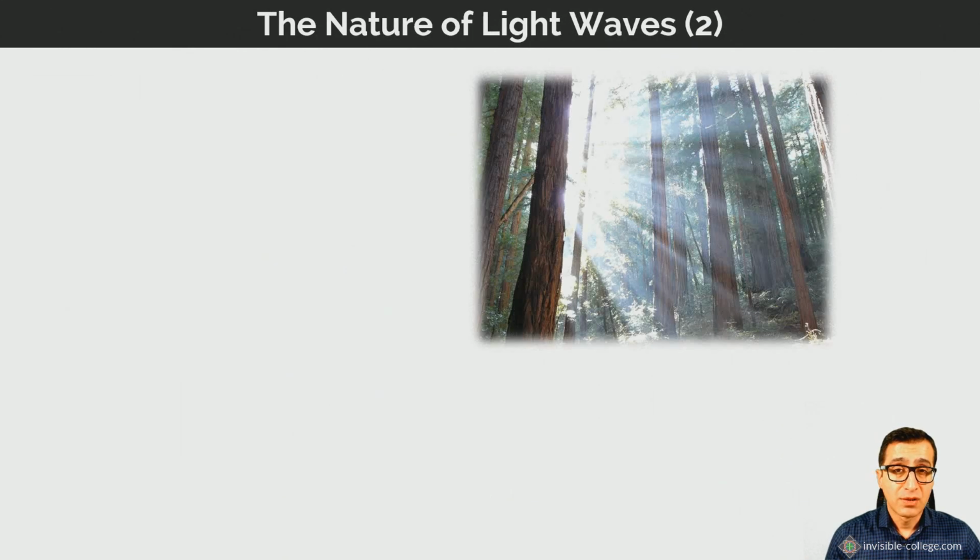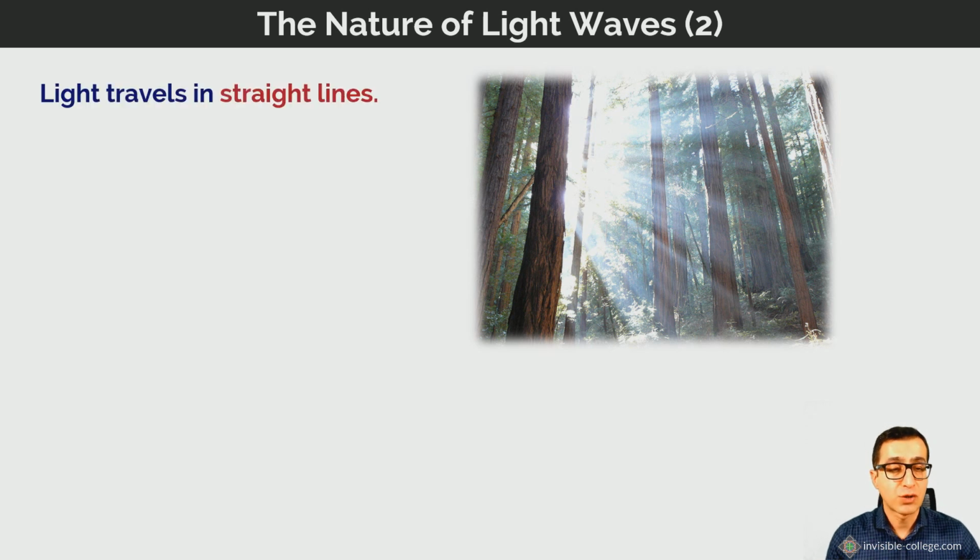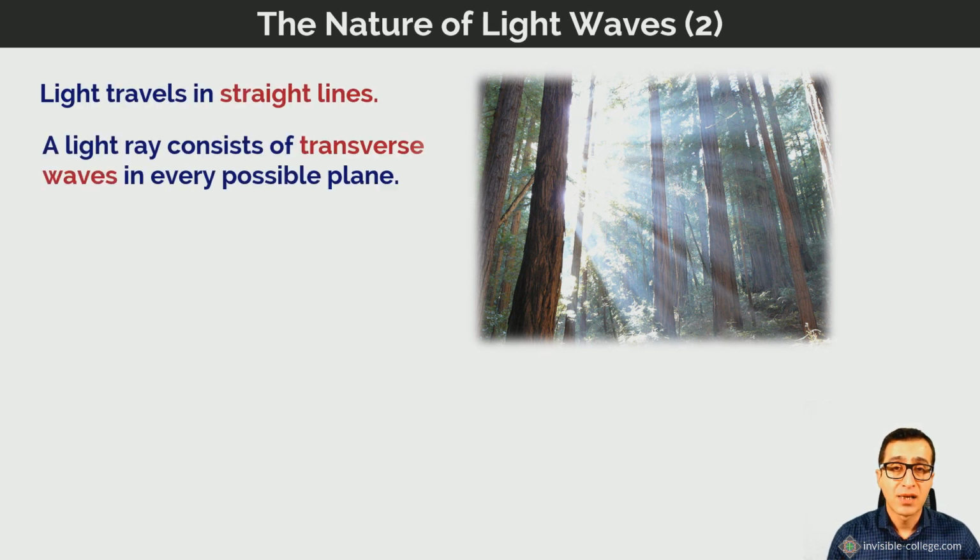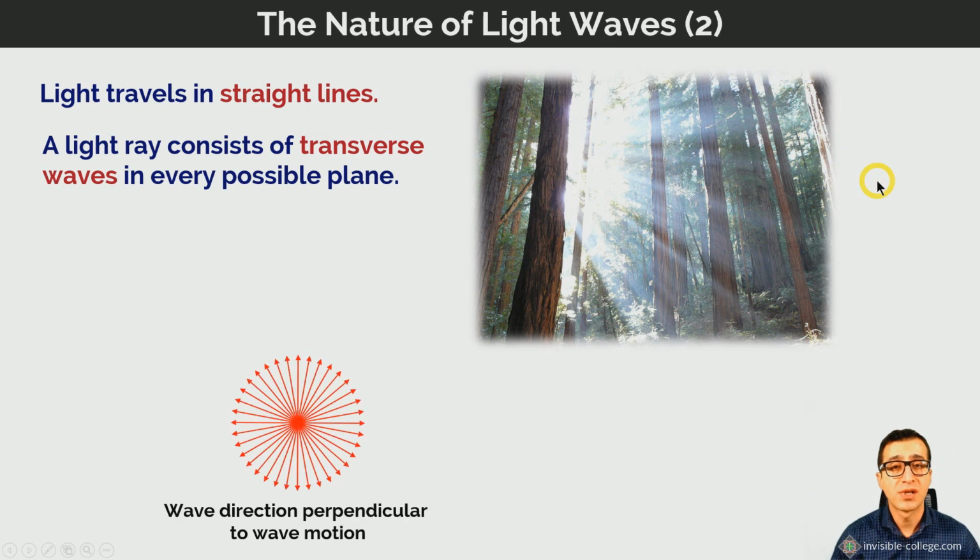So light waves have certain fairly intuitive properties, and these are shared by other members of the electromagnetic spectrum. They travel in straight lines, and a light ray, one of these rays of light that we see in this forest scene, consists of transverse waves in every possible plane. And so if the electromagnetic field is vibrating like this in one wave of light, another wave of light might be vibrating like that, another wave of light might be vibrating like this. And so all of these directions of vibration are possible for the rays of light coming from an object like the sun, but they are all moving.